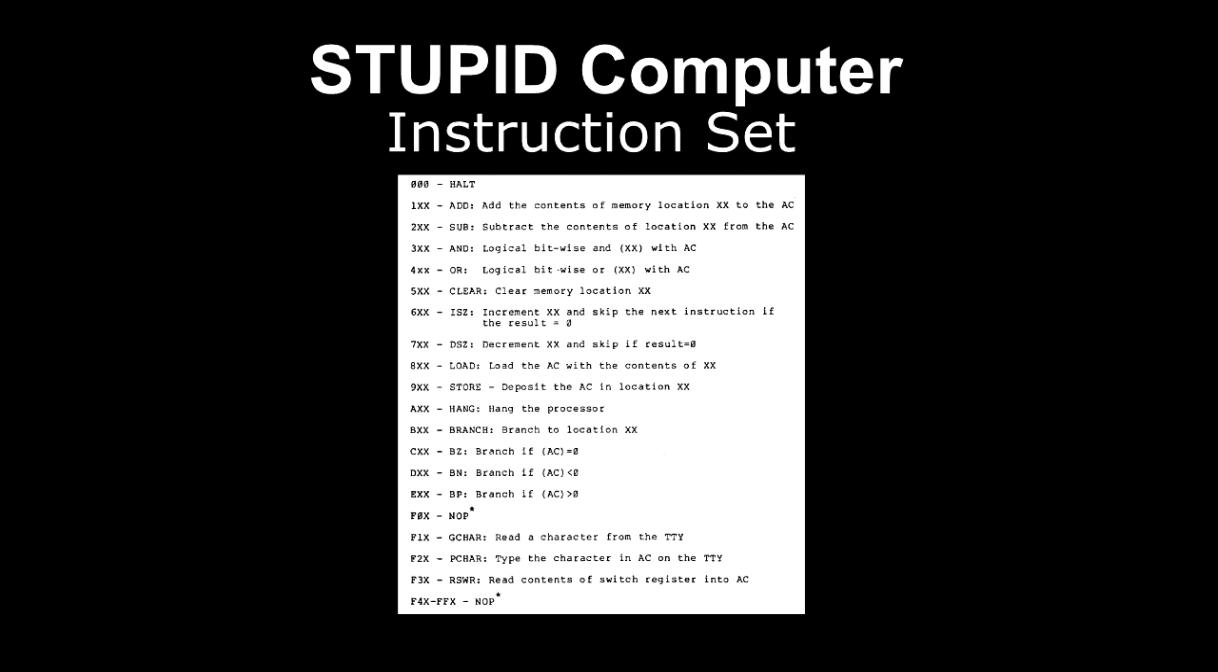So 0 is halt, 0XX would be halt. Rather wasteful of instruction space, but again, microcode limitations, and the PDP-1 was wasteful too, in that not all possible instructions were used. So obviously you could do a lot more with this. If you had more microcode space, you could certainly add more instructions. Add, subtract, and, or, clear a memory location, increment and skip if 0, decrement and skip if 0, load the accumulator, store the accumulator, hang the processor. That's a fun one. Well, I just needed it to do something.